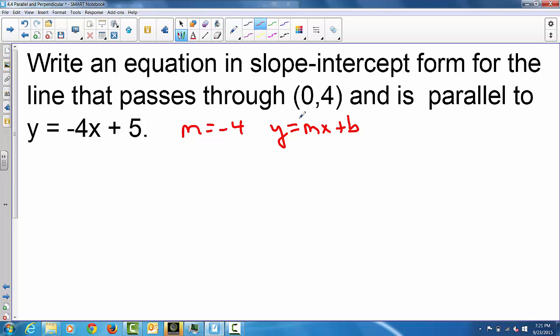So we start out with 4 equals, the slope is -4, and x is 0. Oh, that makes it easy, doesn't it? Plus b. That gives us 4 = -4 times 0 is 0, so it's going to be 4 = b. So now we come over here and we go y = -4x + 4, because it's a parallel line, it's got the same slope.